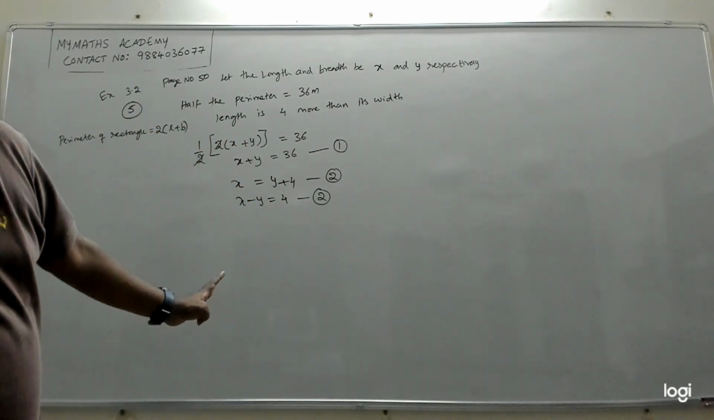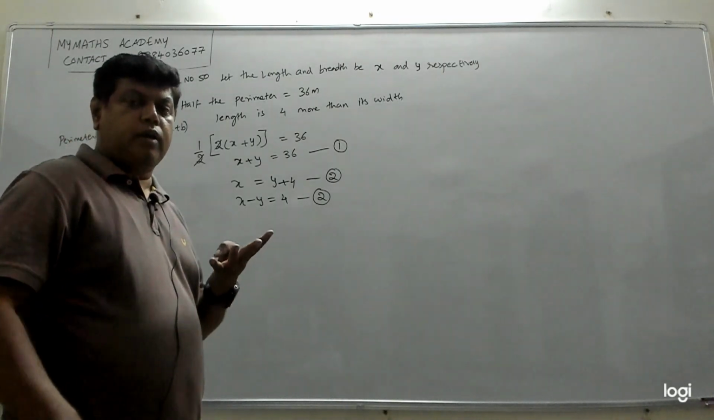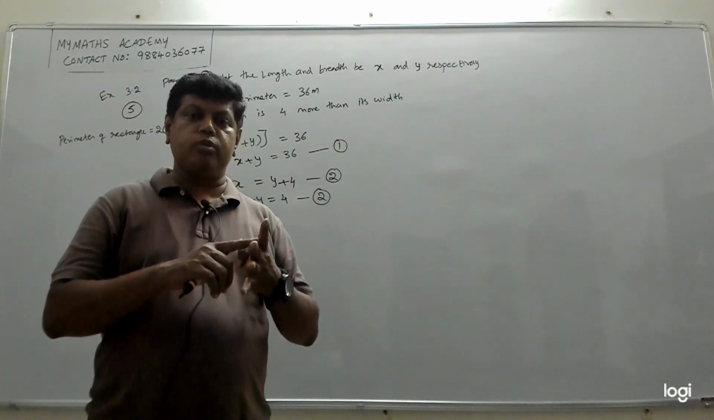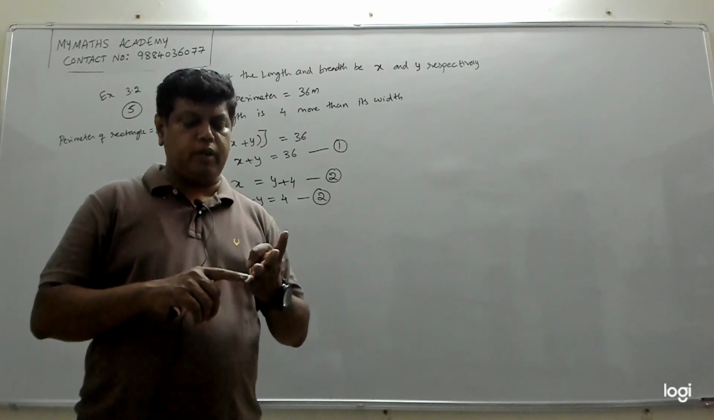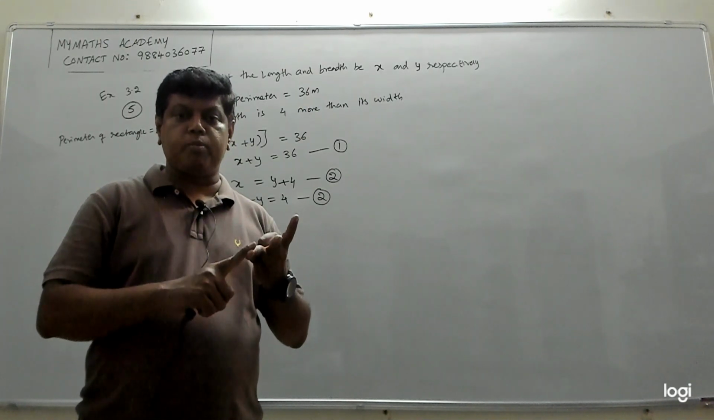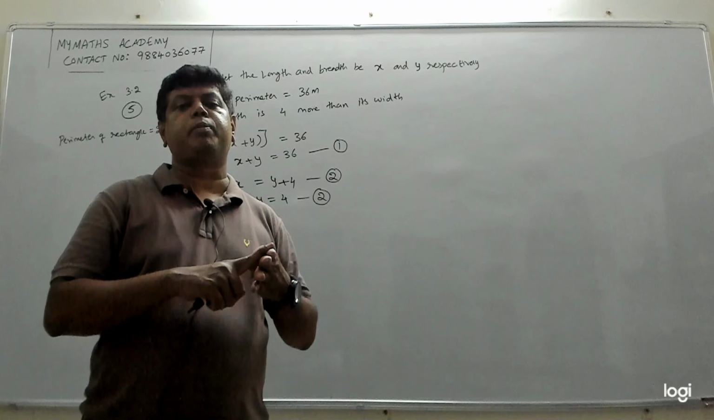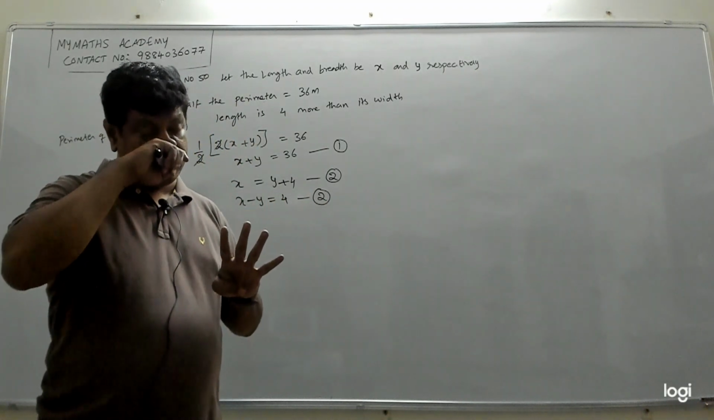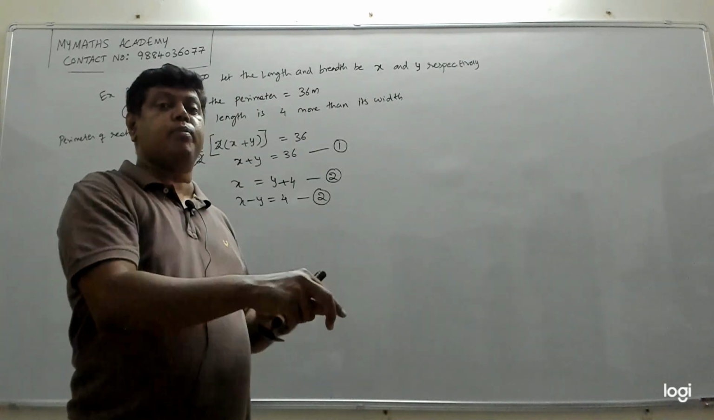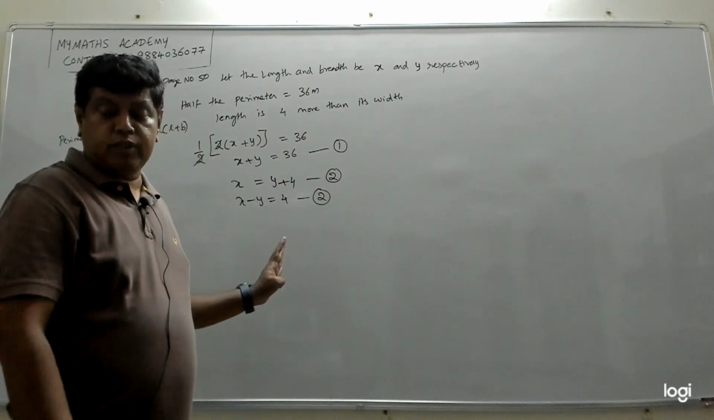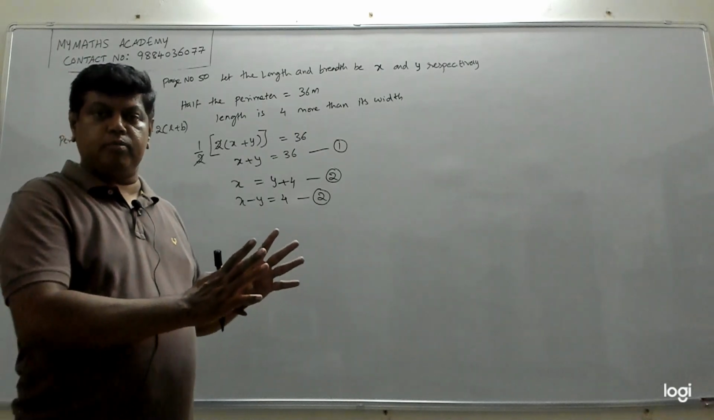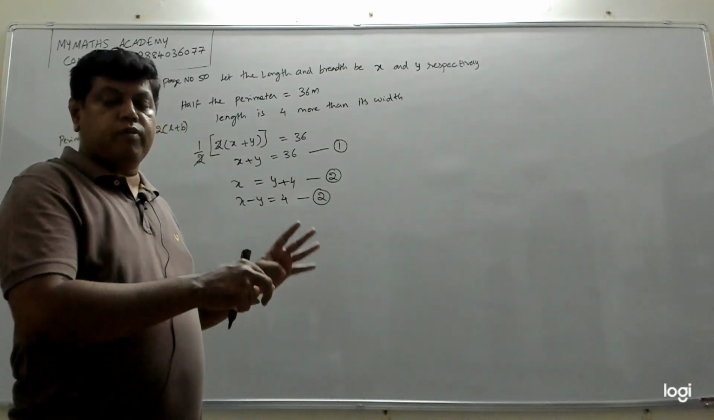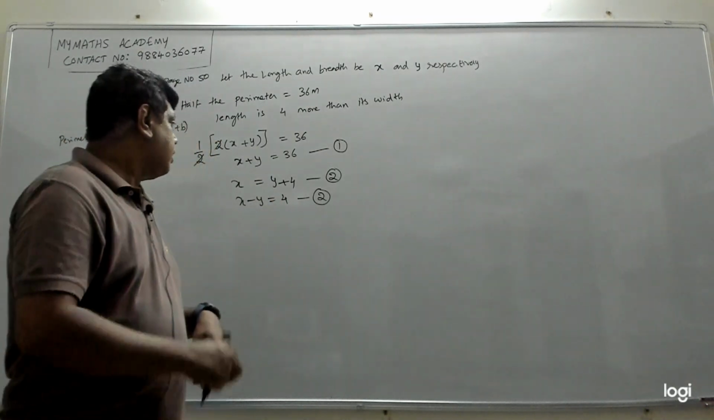They said find the dimensions of the garden. In the exam, if they don't give anything, you can use any one of the methods: graphical method, substitution method, elimination method, cross multiplication method. Any one of the four methods you can apply. If they say specifically solve by graphical method, you have to solve by graphical method. And this question is coming under the graphical method solution. So we have to solve using the graphical method, right?